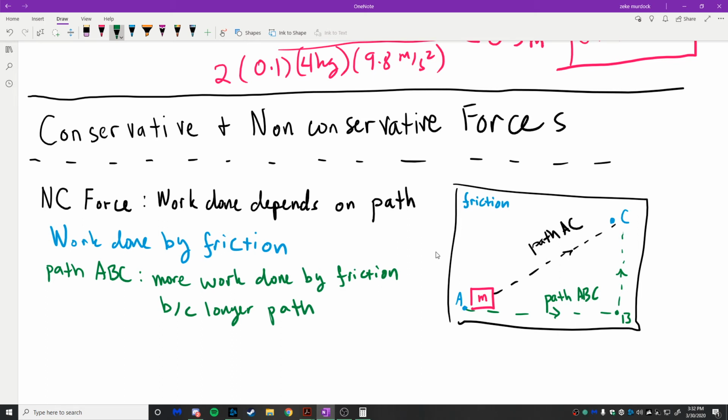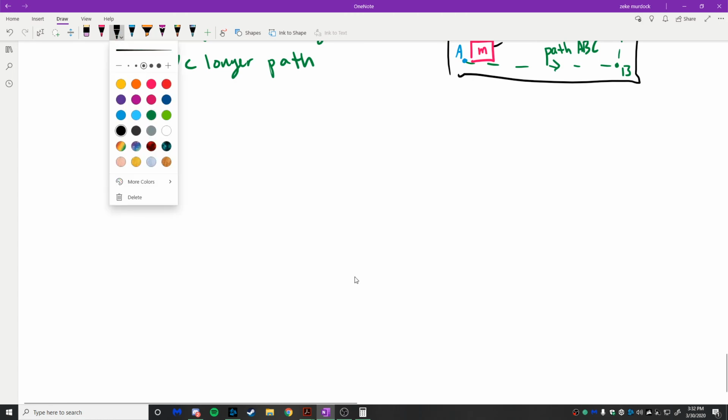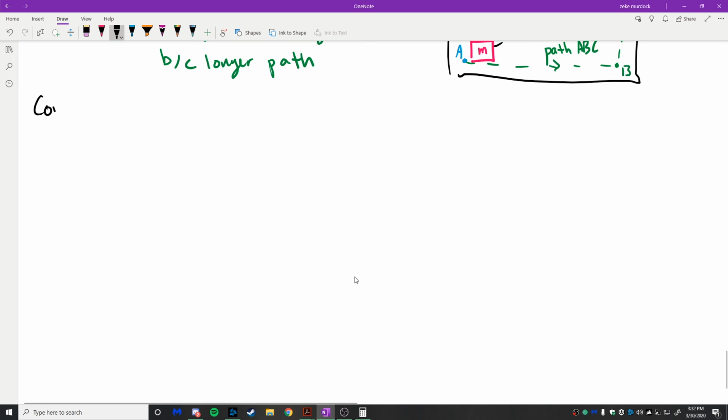Okay. Now, there are other types of forces that are called conservative forces, okay? And a conservative force, you can pretty much guess what it would be. It would be a force where the work does not depend on the path, okay? So a conservative force is defined as one where the work done by the force does not depend on the path. The work done only depends on the endpoints of the path.